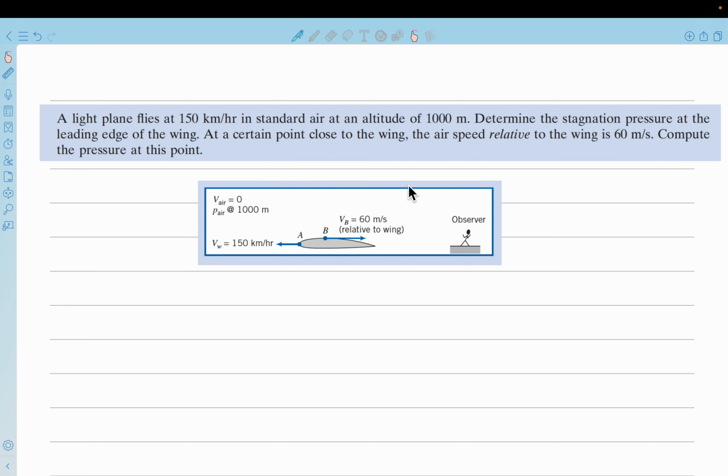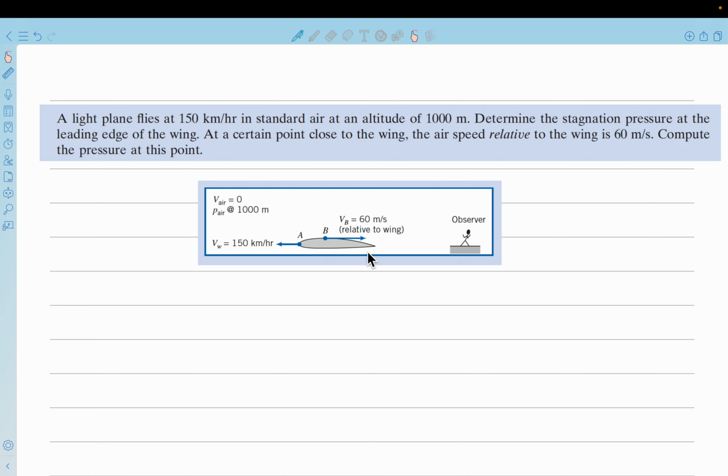So this is about an airfoil. We have a light plane which flies at 150 kilometers per hour in standard air at an altitude of 1000 meters. What we have to find is the stagnation pressure at the leading edge of the wing, and at a certain point close to the wing, the airspeed relative to the wing is 60 meters per second. So we have to also find the pressure at this point. So let us first understand the question.